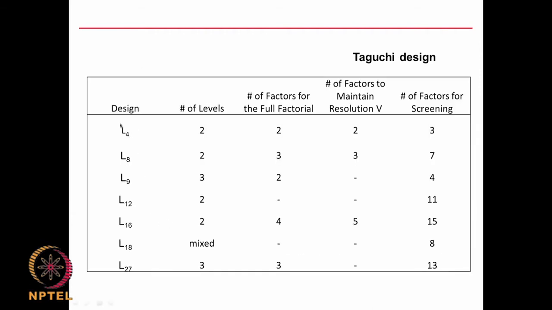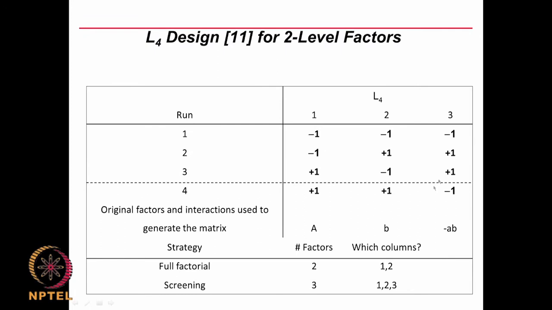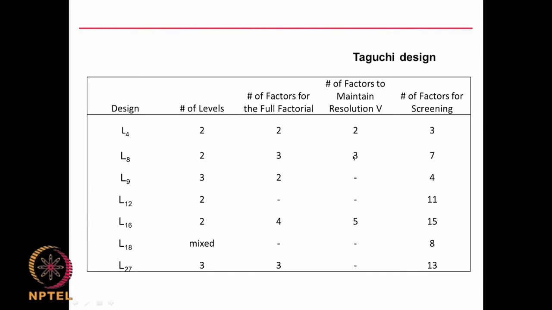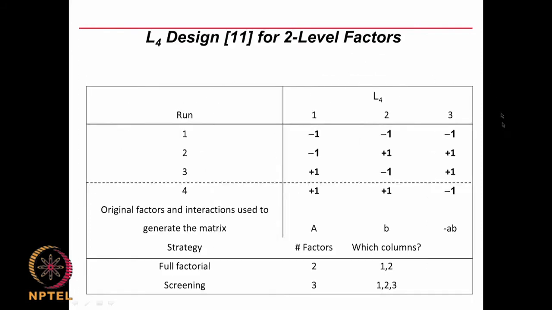If you look at the L4 table, 2 levels, I can do a full factorial design. If I maintain 2 factors, I can get a resolution 4, or I can go up to 3 factors for screening. If I am interested in screening work, I can take this table and look at 3 variables. For example, this is the L4 table, 4 runs, for factor A, factor B, factor C. If I put A, B, C, then obviously it becomes a screening design. Whereas if I put only A, B, I can do a very good high resolution full factorial design. This is the table called the L4 table.